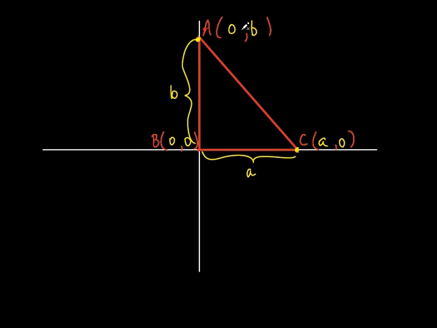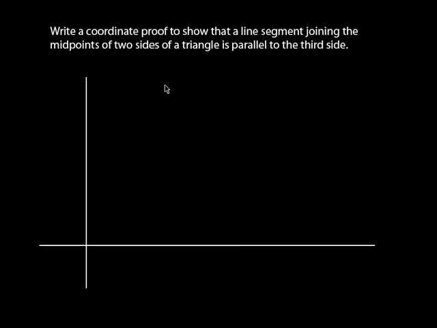Now we're going to do a for real proof, okay? One that we're going to use in order to prove two things are equal to each other. Okay, here's what the proof's going to ask you to do. It's going to say write a coordinate proof to show, oh, there's the bell.